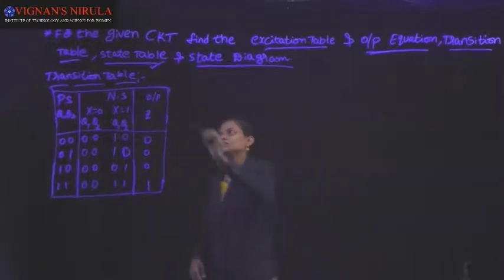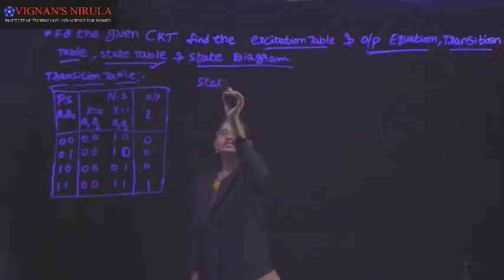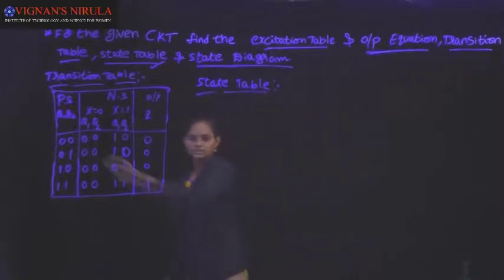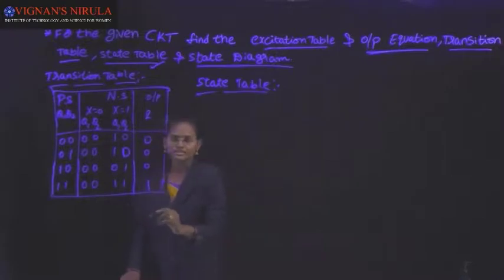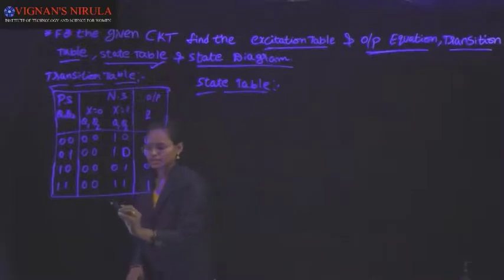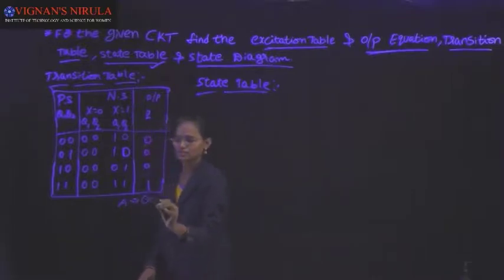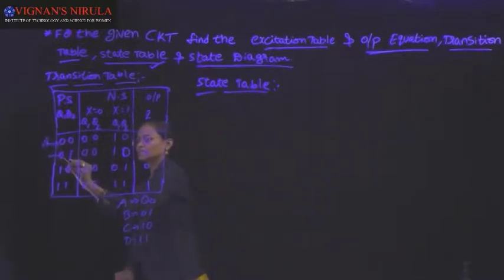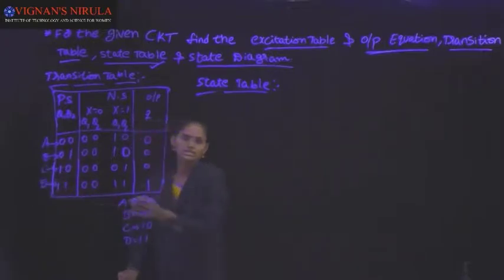Next see the state table. This is the transition table, and next see the state table. In the state table, these are the binary numbers, 0 0, and here is the state assignment. A is assigned 0 0, B is assigned 0 1, C is assigned 1 0, and D is assigned 1 1. This is A, this is B, this is C, and this is D. This is the state assignment.